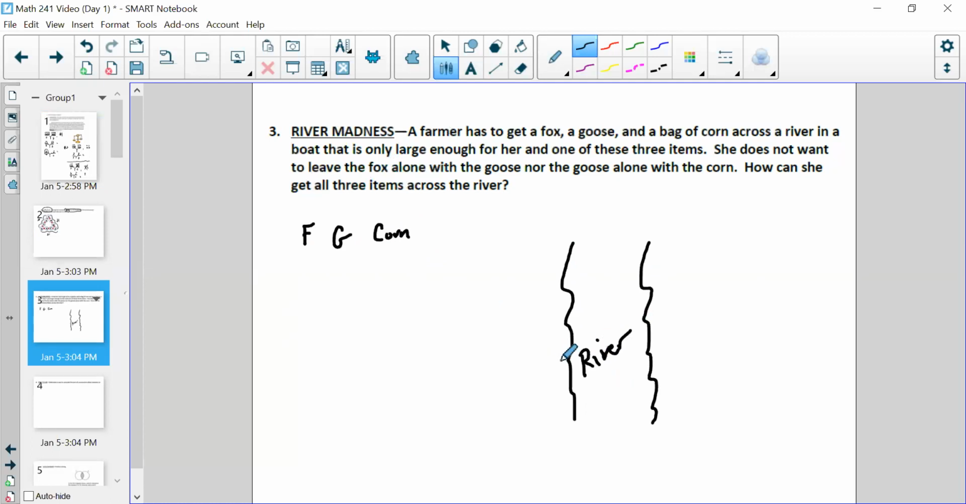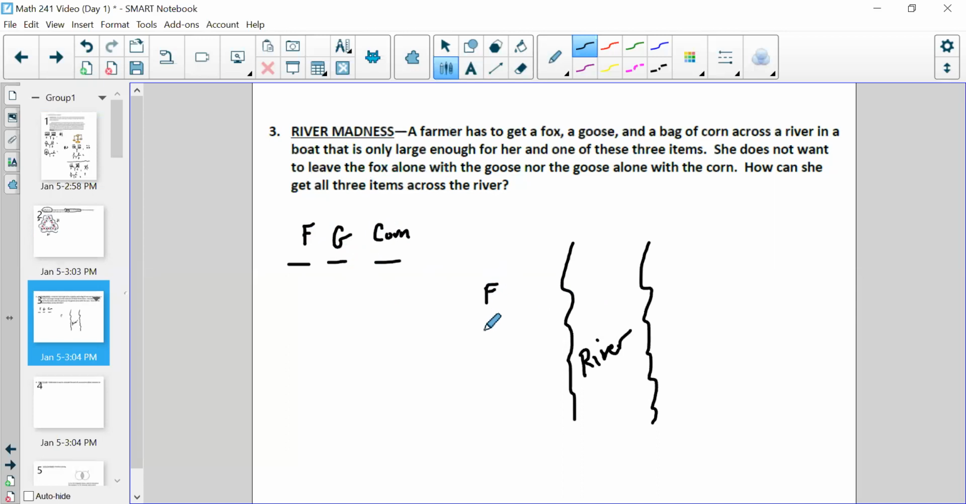And the boat's only large enough for the farmer and one of the 3: fox, goose, can of corn. And the farmer can't leave the fox alone with the goose. Fox will eat the goose. And you can't leave the goose alone with the corn. The goose will eat the corn. So how do we get all 3 across the river?